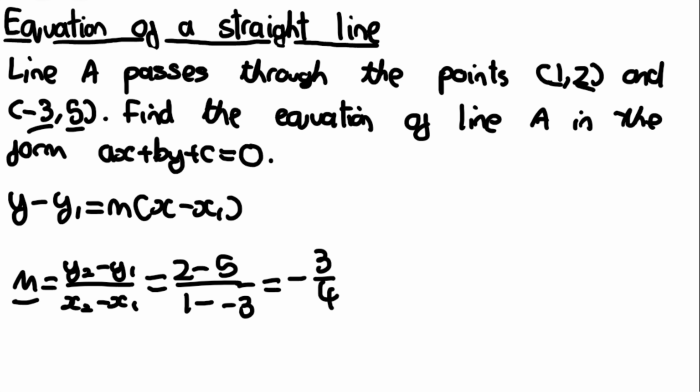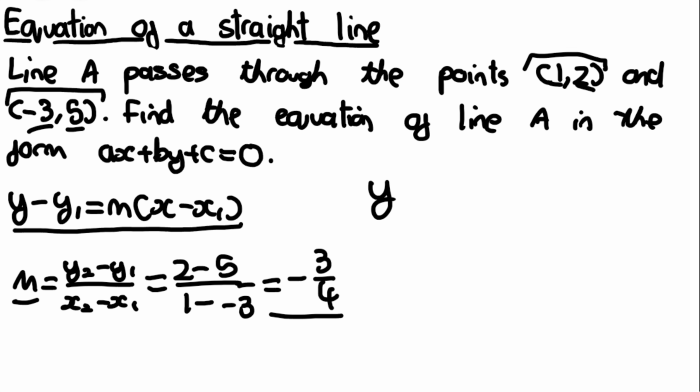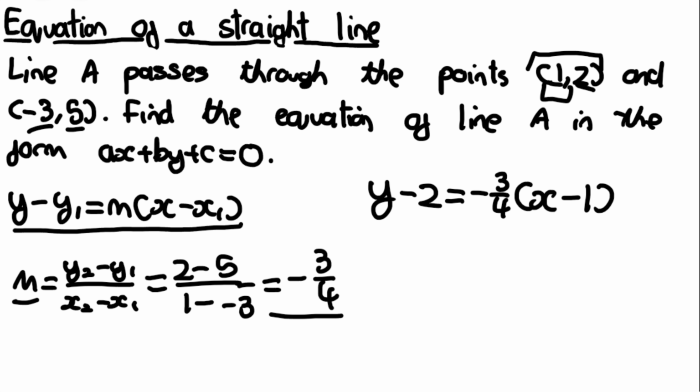But now we know the gradient, so we can actually use this equation now and do y minus y1, and we can use either of the points here as they both lie on the line. I'm just going to use 1, 2, but you could use minus 3, 5 and you'll get the same answer. So y minus 2 is equal to minus 3 over 4, which is the gradient, x minus 1. Remember, you have to use 1 because you have to use the same pairing.